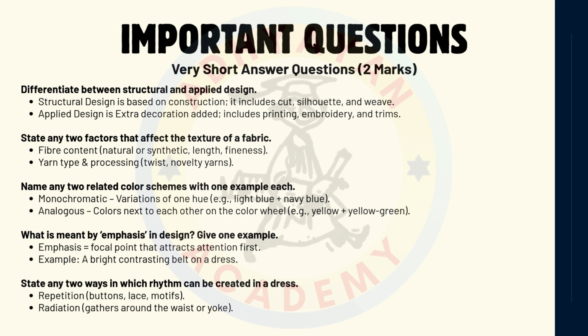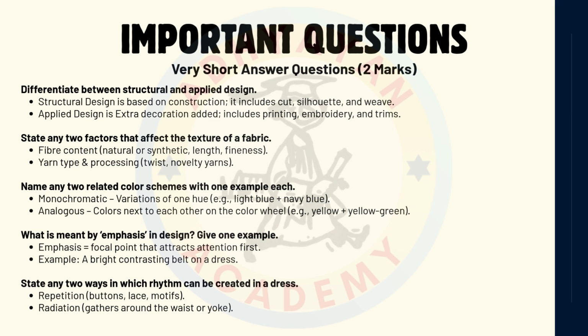State any 2 factors that affect the texture of a fabric. Fiber content, natural or synthetic, length, fineness. Yarn type or processing, twist, novelty yarns. Name any 2 related color schemes with 1 example each. Monochromatic, which means variations of 1 hue, for example, light blue plus navy blue. Analogous, which means colors next to each other on the color wheel, for example, yellow plus yellow-green.